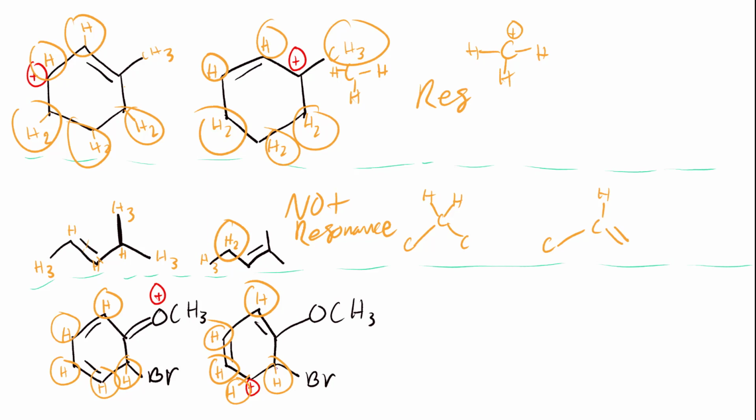So we have the same molecule, right? Just different placement of electrons. We didn't move, we didn't add, we didn't subtract any electrons, all right? So that would be a resonance structure right there.